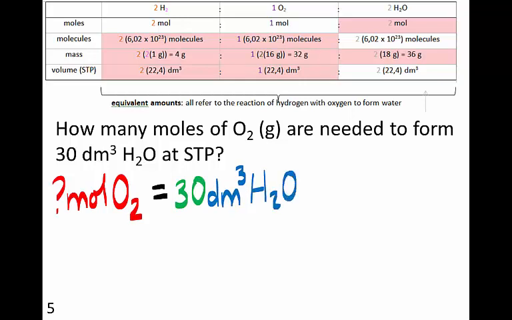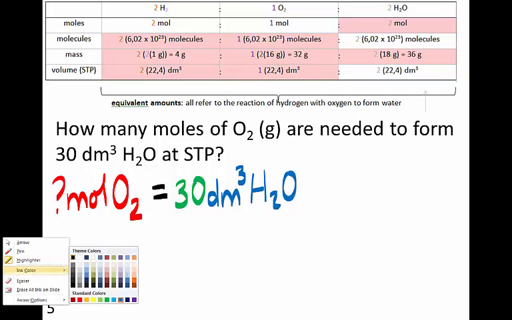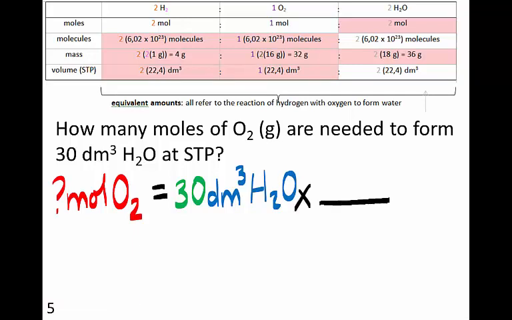How many moles of oxygen gas are needed to form 30 decimeters cubed of water at STP? Since it's STP, we can use these 22.4 decimeters cubed per mole values. So we need to multiply this by a conversion factor, which refers to the reacting ratio for this particular reaction, but we must choose a useful reacting ratio. We can give the reacting ratio in many forms. Which is the useful one? Try yourself before I show you.